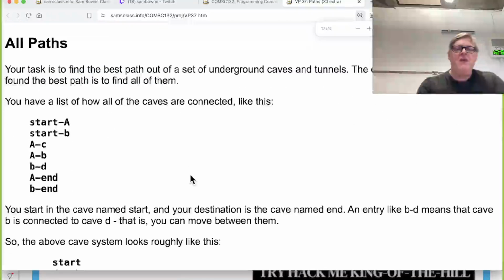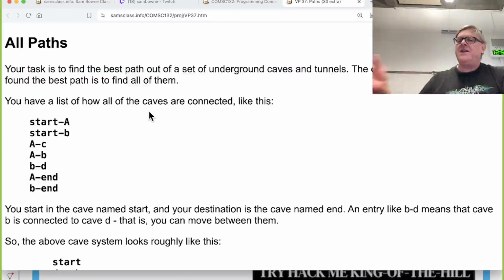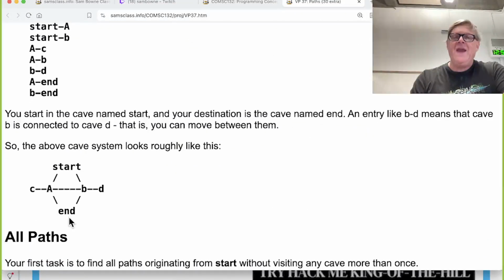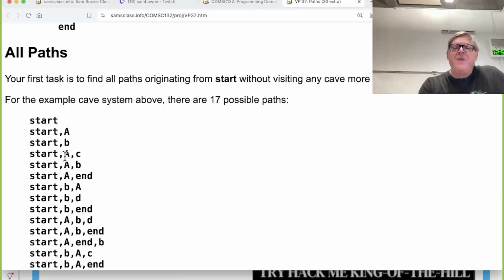So here you have a series of caves that are connected, and you're trying to find the best path through this series of caves. So you have a list of how they're connected. Start goes to A, start also goes to B, A goes to C and B, B goes to D, A goes to end, and B goes to end. And you're trying to find the best path to go from start to end. Obviously, you can just say it's start A to end or start B to end. Those are the shortest paths for this trivial thing. But the first thing is we just like to understand how to find all paths. And then we can deal with more complicated ones. So here's a list of all paths. There are 17 possible results.